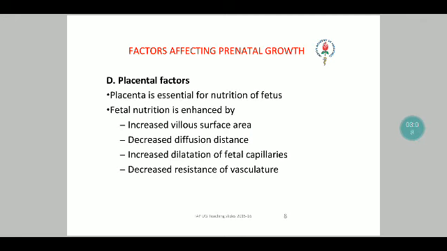If you consider the placental factors, the placenta, as we all know, is a source of nutrition to the fetus. Fetal nutrition is enhanced by increased villus surface area, decreased diffusion distance, increased dilatation of fetal capillaries, and decreased resistance of the vasculature.